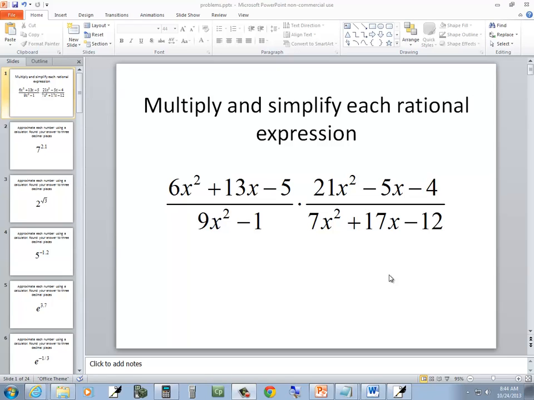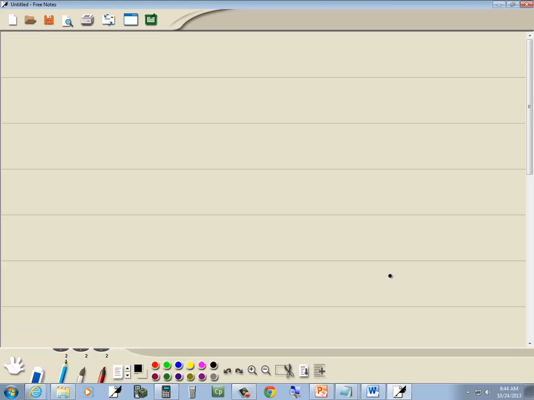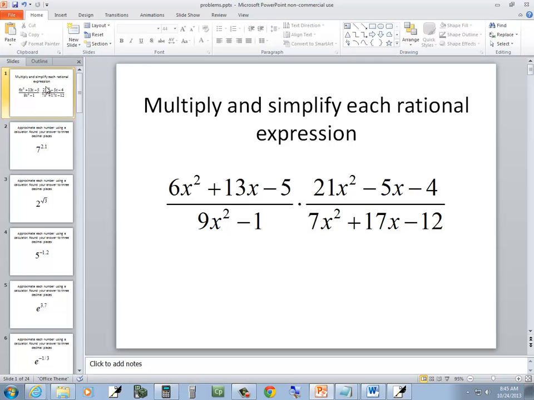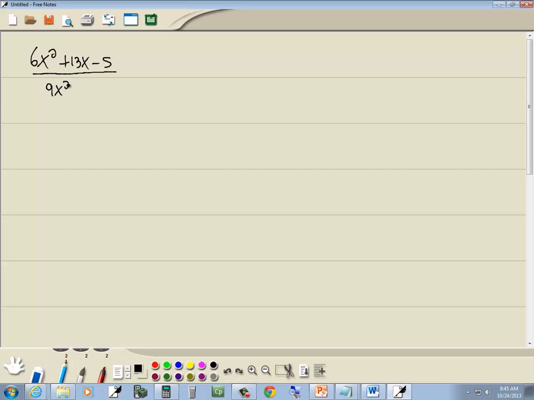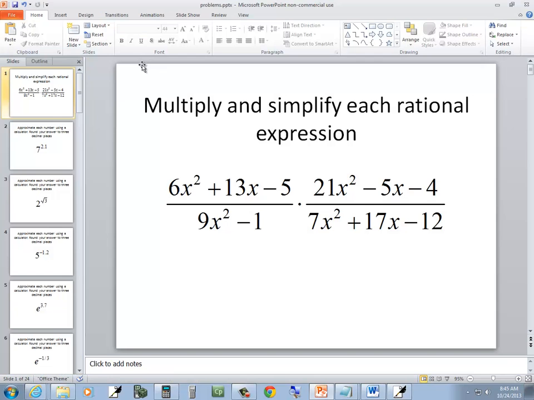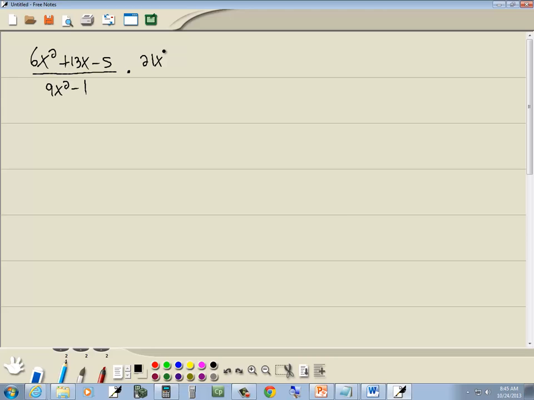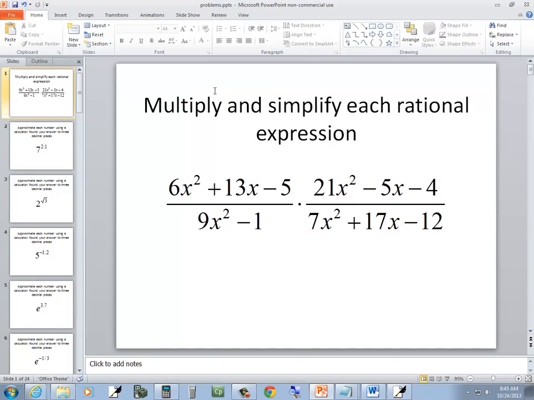In this problem, we'll multiply these two rational expressions. So we've got 6x squared plus 13x minus 5 over 9x squared minus 1, times 21x squared minus 5x minus 4, all over 7x squared plus 17x minus 12.